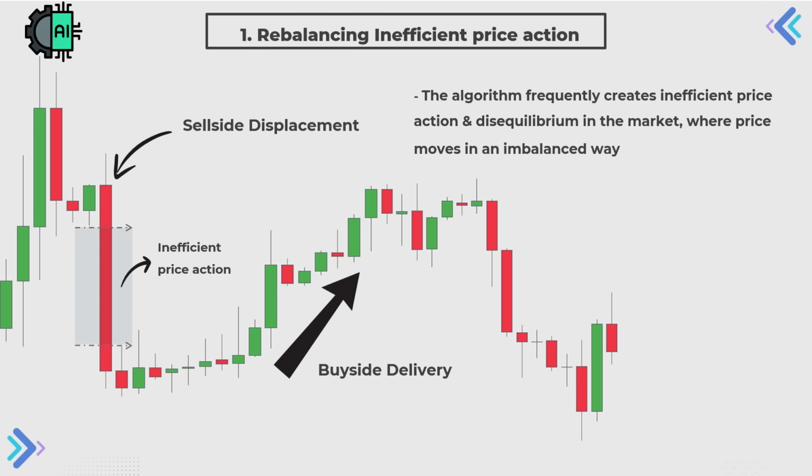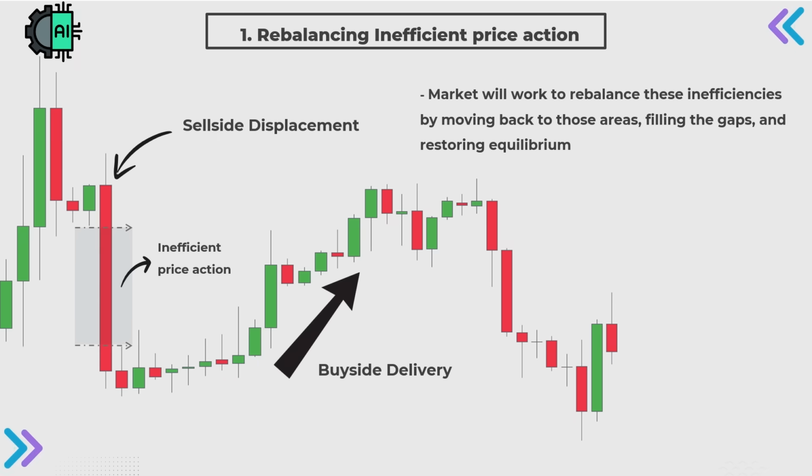The algorithm frequently creates inefficient price action and disequilibrium in the market, where prices move in an imbalanced way. Then the market will work to rebalance these inefficiencies by returning to those areas, filling the gaps, and restoring equilibrium. This constant cycle of imbalance and rebalancing is a key part of how the market moves, offering opportunities for traders who can identify these inefficiencies and anticipate the rebalancing process.